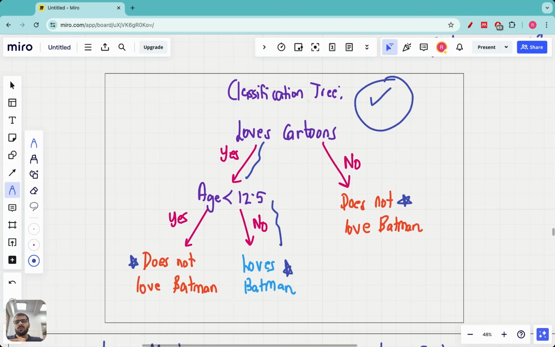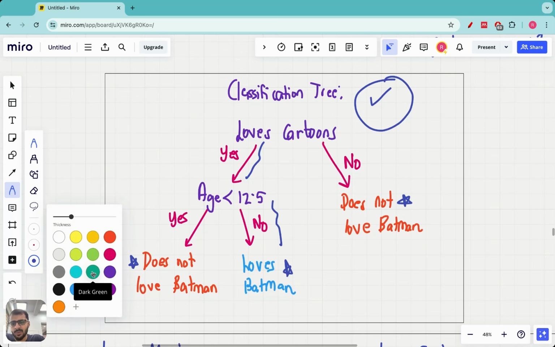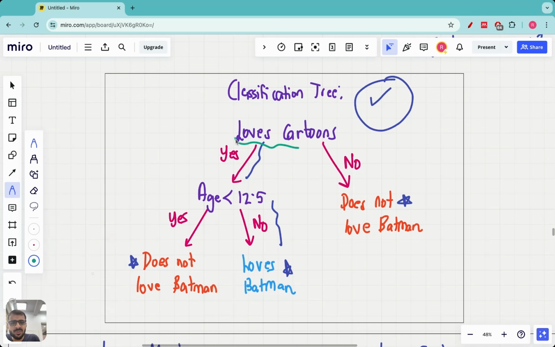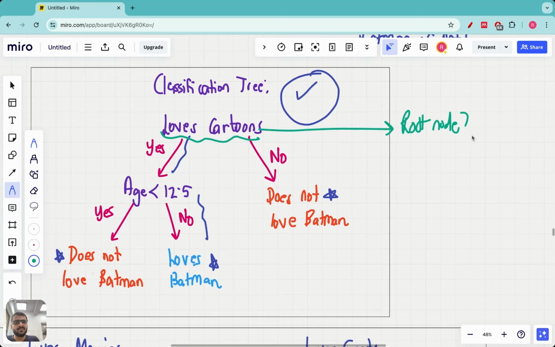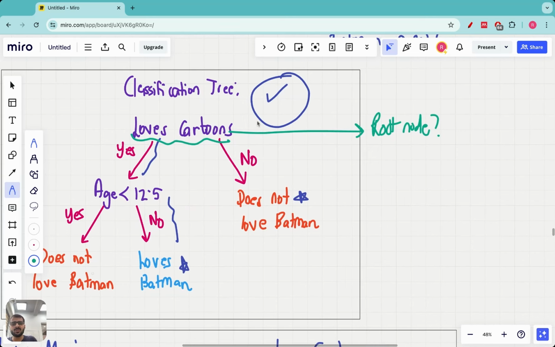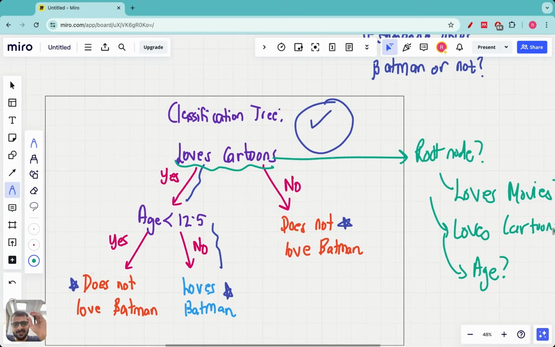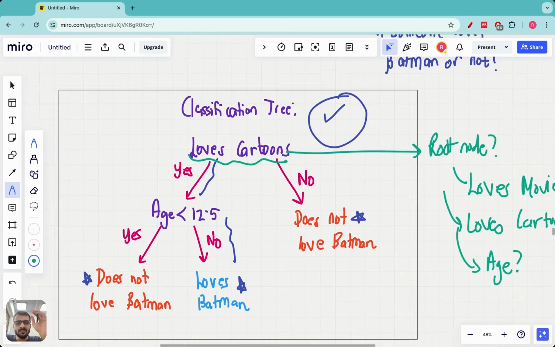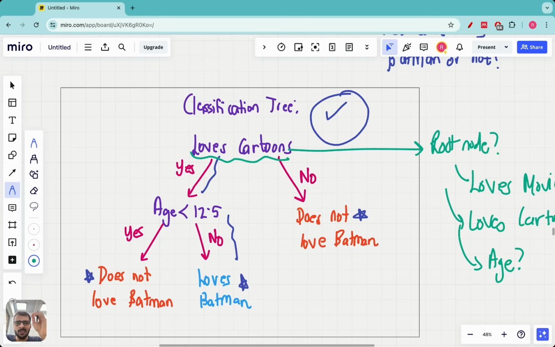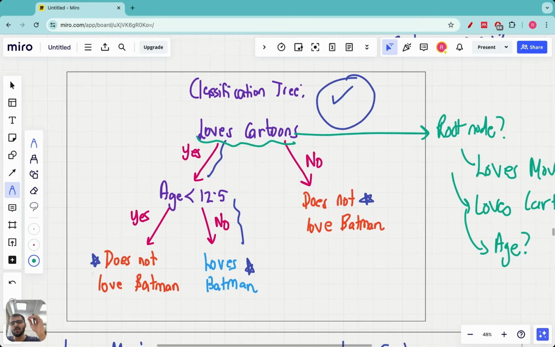The first question which we asked in the last lecture also is, what should be the question which comes at the root node? So this is the root node. What should be the question which comes here? How do we decide that we have to get started with this question in the first place? There are three options, right? We can either ask whether they love movies or not, we can ask whether they love cartoons, or we can also ask for their age. So there are three options about how to get started at the root node. And today we will understand quantitatively how we choose the question to be asked at the root node.